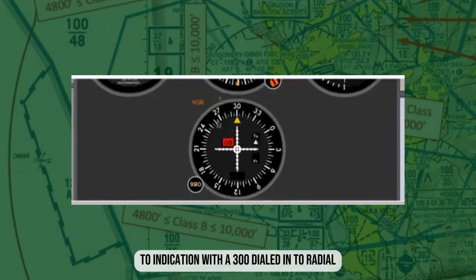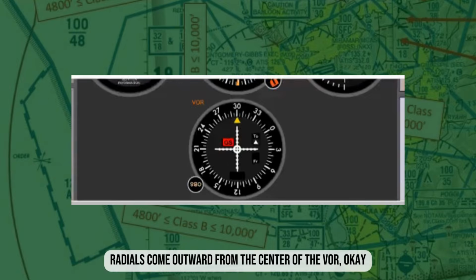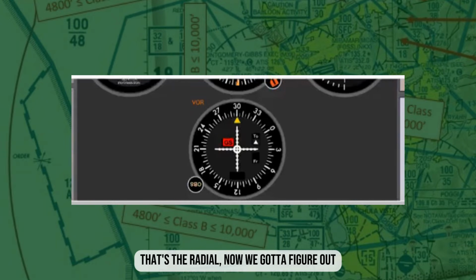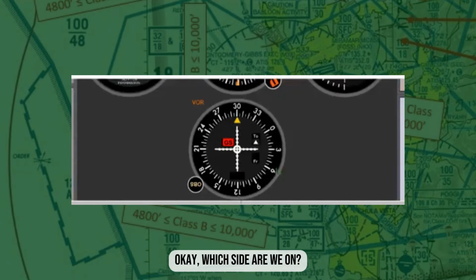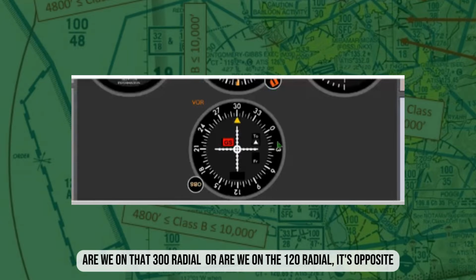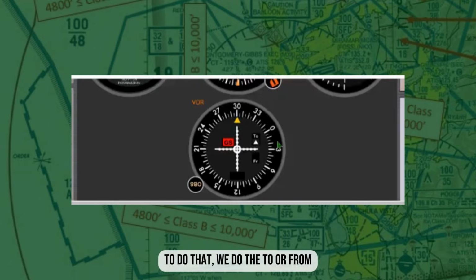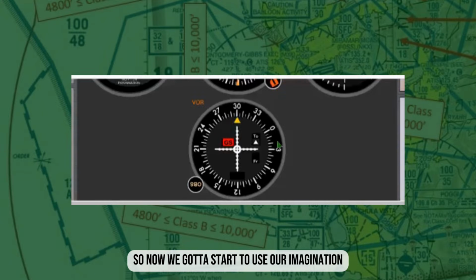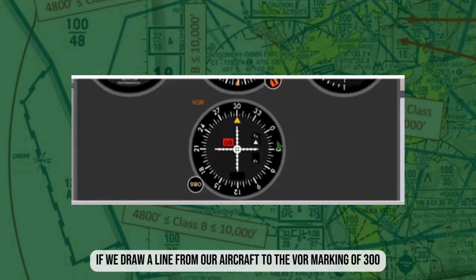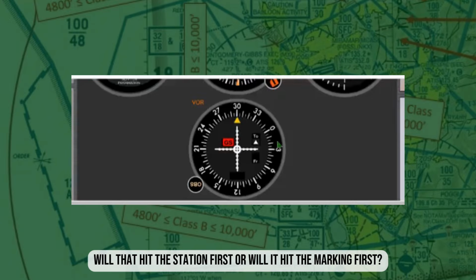We're looking right here. 2 indication with a 300 dialed into the radial and our needle is centered. The radials come outward from the center of the VOR. Okay, so draw a line from the center outward. That's the radial. Now we got to figure out, okay, which side are we on? Are we on that 300 radial or are we on the 120 radial? It's opposite. To do that, we do the to or from. So now we got to start to use our imagination. So we got to say, okay, if we draw a line from our aircraft to the VOR marking of 300, will that hit the station first or will it hit the marking first?